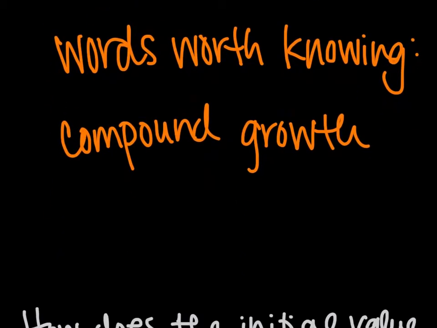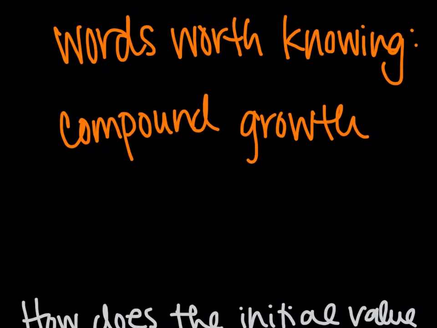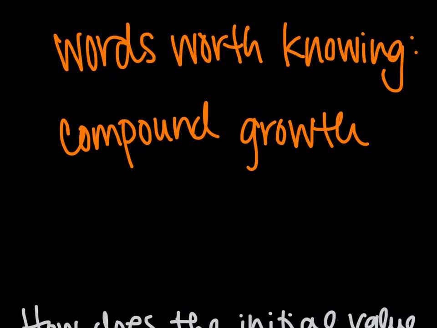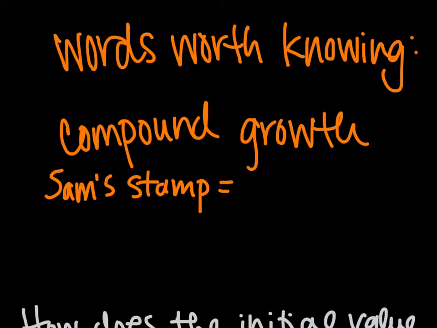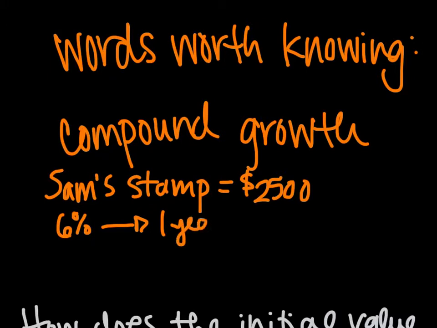First of all, I'd like you to add this to your words worth knowing: compound growth. Compound growth is essentially this concept. Say we had that stamp from Sam's stamp collection that we were talking about, and Sam's stamp had a value of $2,500 to begin with. After that, we were saying that it had a 6% growth rate, so that after 1 year, that stamp was valued at $2,650.